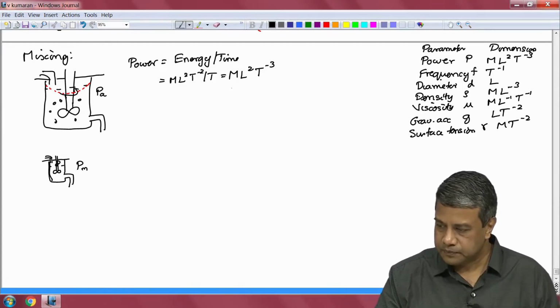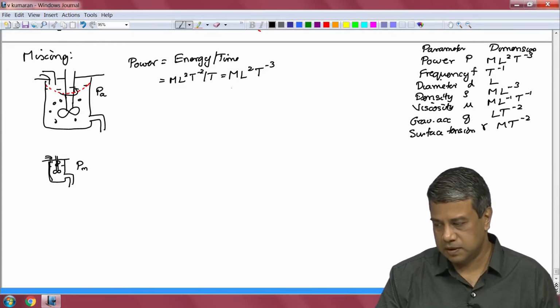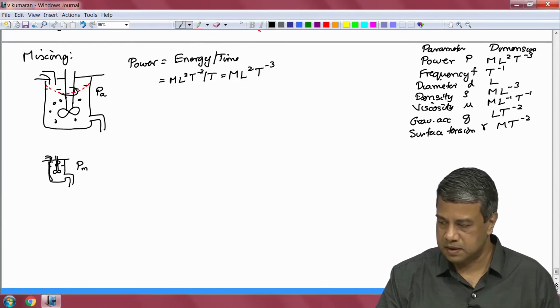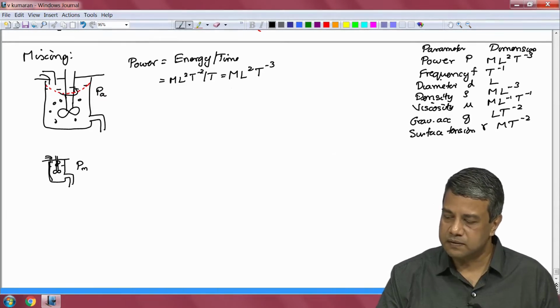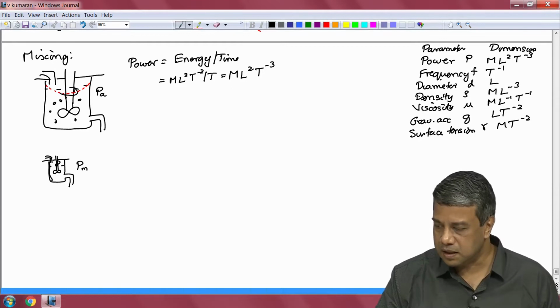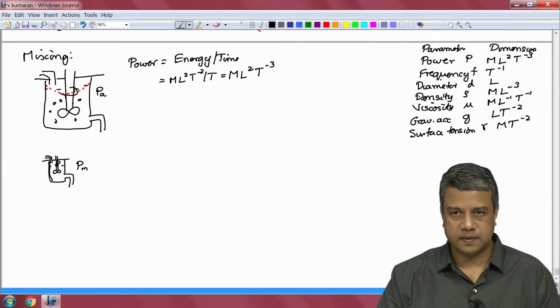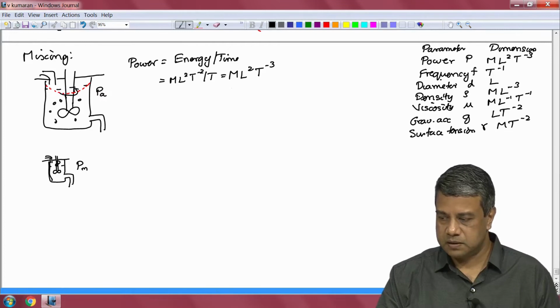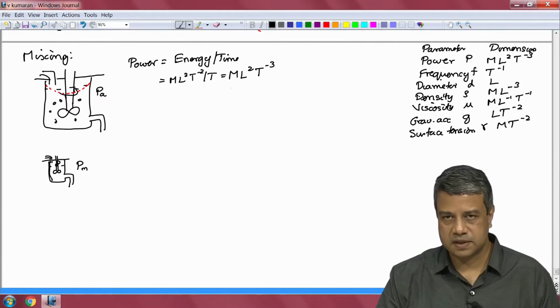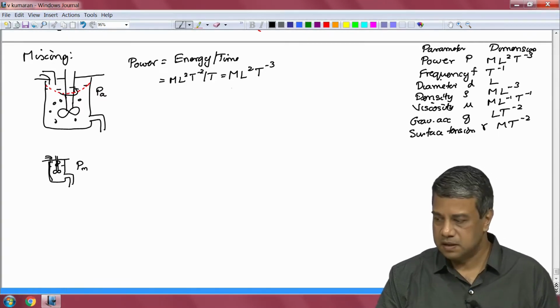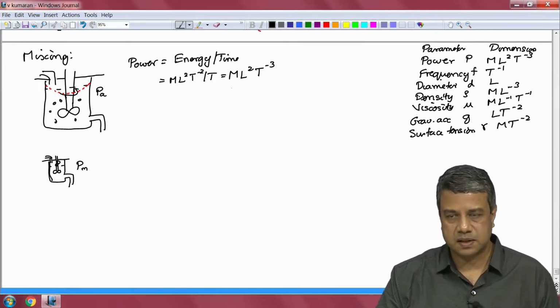So, I have one dependent group, the power, and 1, 2, 3, 4, 5, 6 independent variables. These contain 3 dimensions, mass, length and time. Therefore, I should have one dependent dimensionless group, a non-dimensional power, and independent dimensionless groups, 3 of them. So, the power I can scale by the dimension of density, viscosity or surface tension. A priori you do not know which is the correct dimension to scale it with.